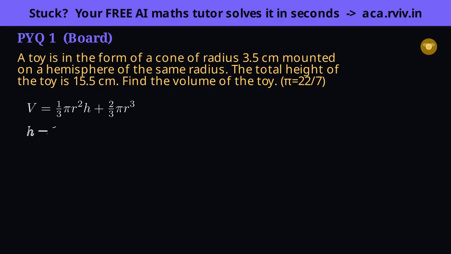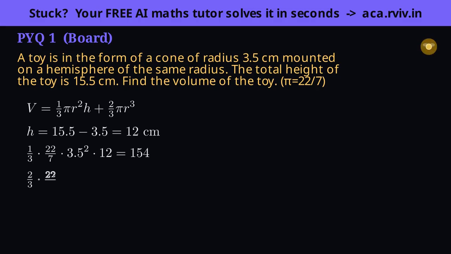The hemisphere's own height equals its radius 3.5, so the cone's height is the total 15.5 minus that, 12 centimeters. Cone volume is 1/3 pi r squared h, that 1/3 being the pouring fact, and it comes to 154. Hemisphere volume is 2/3 pi r cubed, half a sphere's worth, about 89.8. Add the two pieces for the toy's total volume, about 243.8 cubic centimeters.